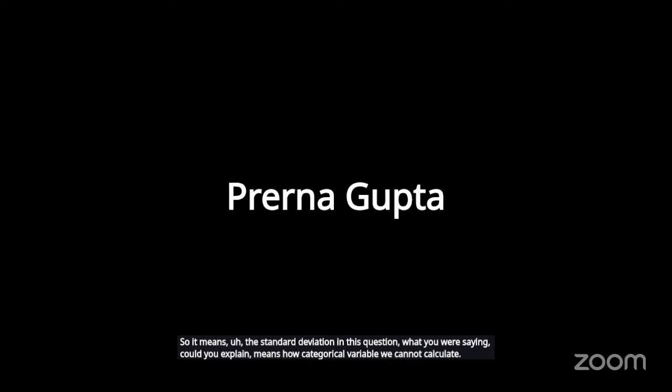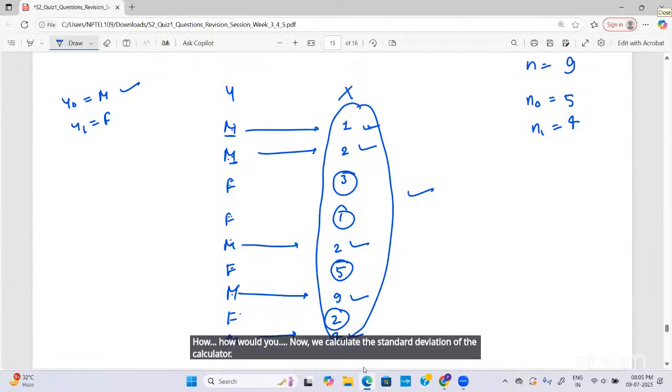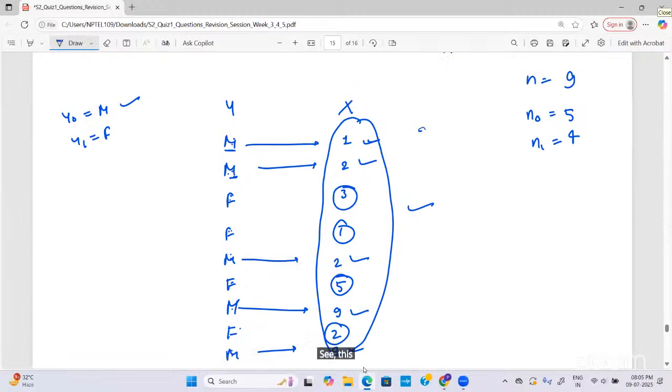Sorry, could you explain, the standard deviation in this question, how can we not calculate it for the categorical variable? How would you calculate the standard deviation of this data set? This x only. Do not take y. Only x.